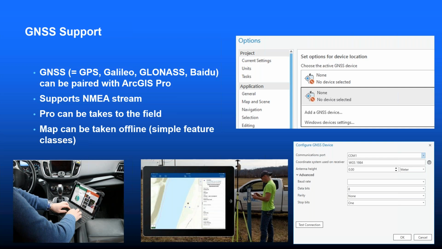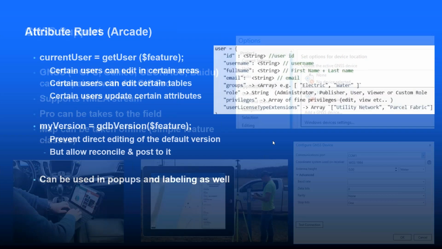That means that you can sit in your car, take Pro to the field, have someone run with a Bluetooth antenna around the car and take survey points. In Pro, you can even take a map offline and capture points. So just putting it out there, you can see here some of the interface, and this capability will get enhanced in the next release to include more functionality.